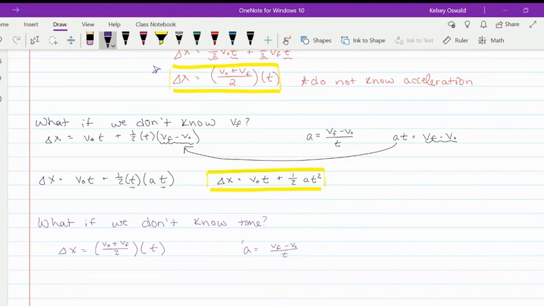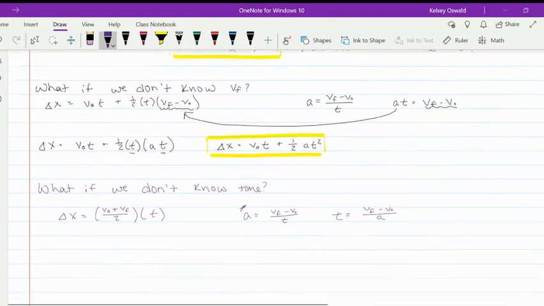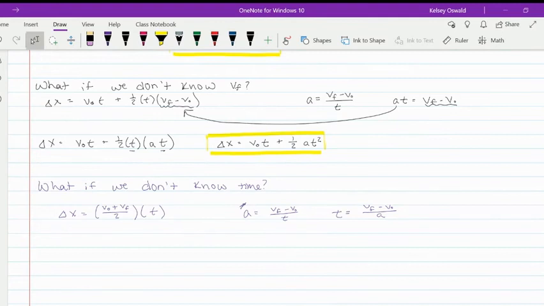Because we can solve this equation for time to get final velocity minus initial velocity over acceleration is equal to time. Okay? Since final velocity minus initial velocity divided by acceleration and time are the same thing, we can substitute that in for time into that original equation. When we do that, we'll have delta x is equal to initial velocity plus final velocity over 2 times final velocity minus initial velocity all over acceleration.